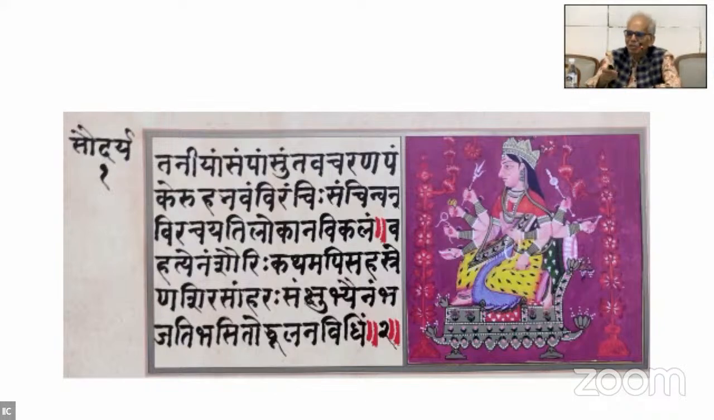So in the previous painting, the feet are not visible that way. Here, one foot is shown, and otherwise the goddess with all her attire and equipments and ornaments is here.